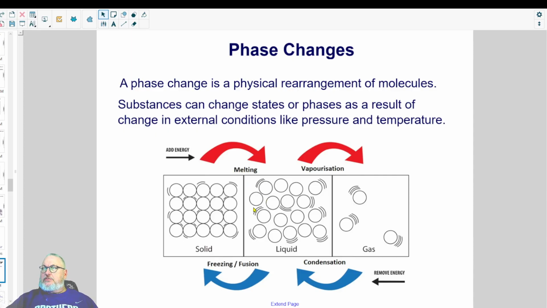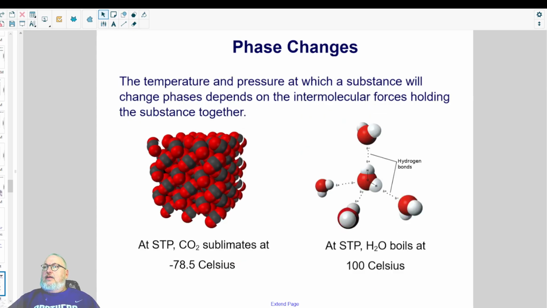It can melt into a liquid, and then with this liquid, adding more energy, increasing the pressure or the temperature, it can vaporize or boil or evaporate into a gas. You start removing energy, all right, then this gas can condense down to a liquid. Again, remove more energy, and this liquid will freeze into a solid.